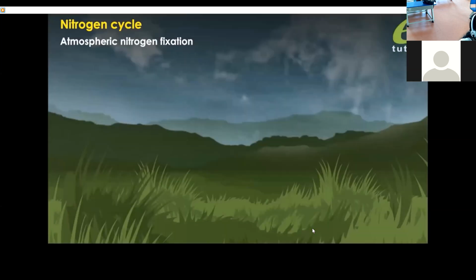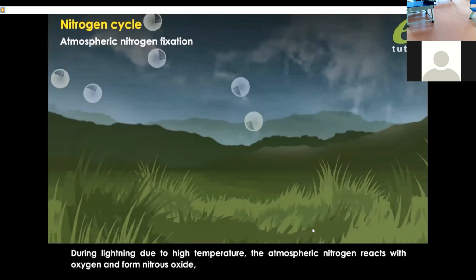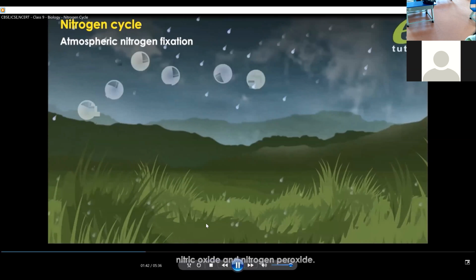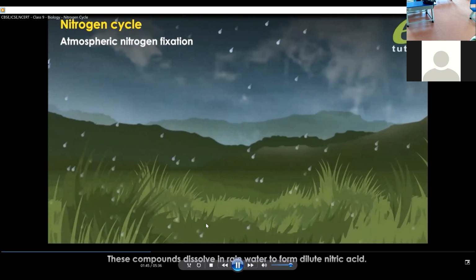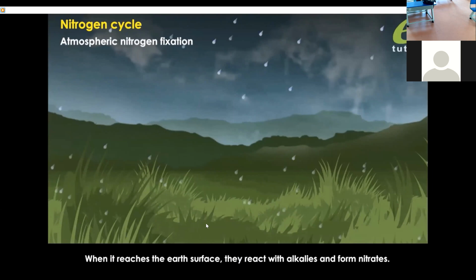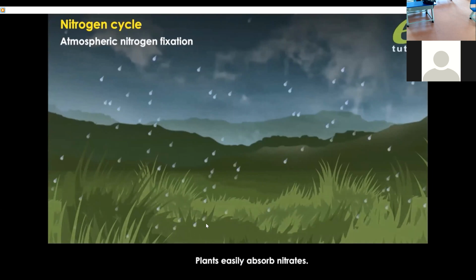Atmospheric nitrogen fixation. During lightning, due to high temperature, the atmospheric nitrogen reacts with oxygen and forms nitrous oxide, nitric oxide, and nitrogen peroxide. These compounds dissolve in rainwater to form dilute nitric acid. When it reaches the Earth's surface, they react with alkalis and form nitrates. Plants easily absorb nitrates.